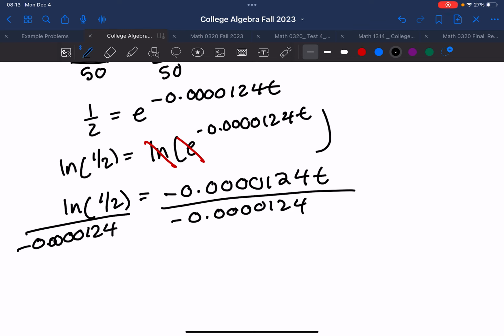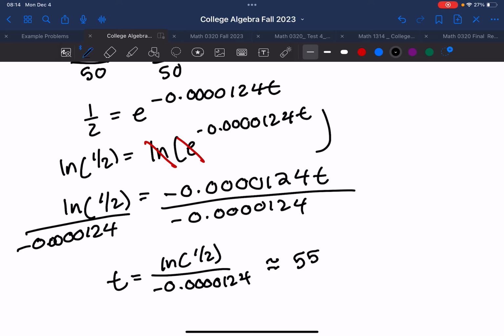Oops, I forgot a 0. There we go. And so I get t is equal to the natural log of 1/2 over negative 0.0000124. Or if I type that into my calculator, I'll get approximately 55,898.967.